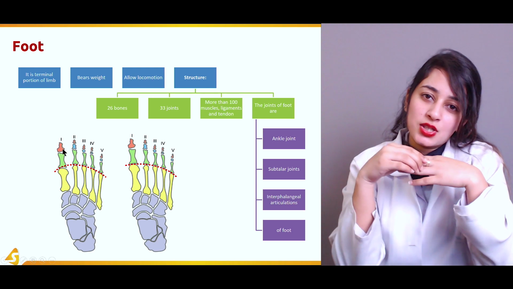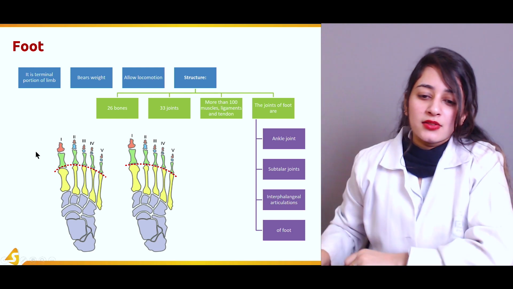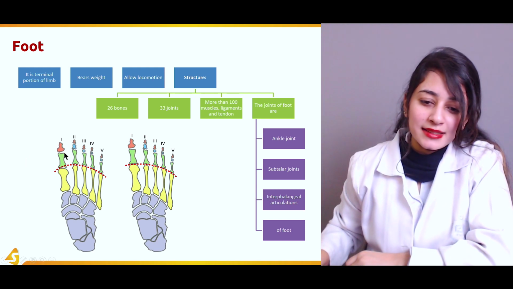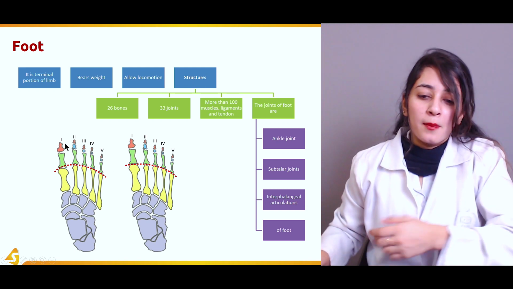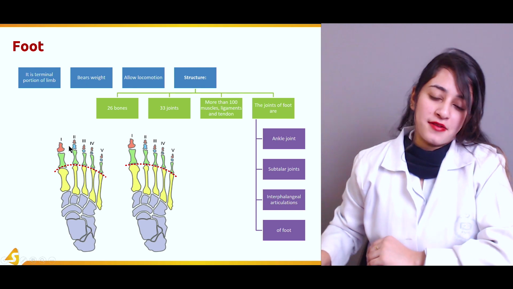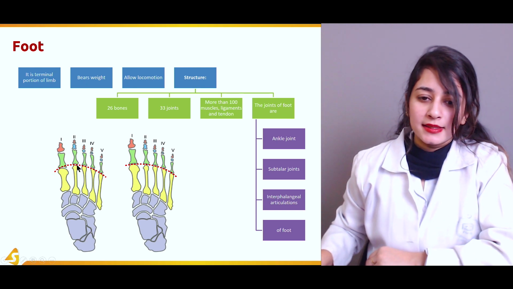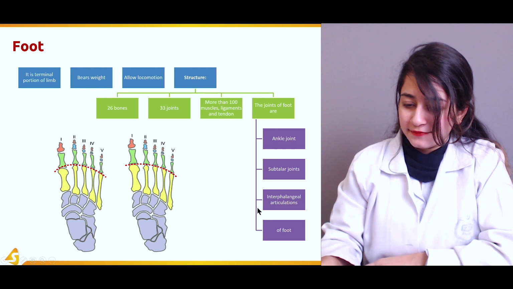Our hands have phalanges, our foot also has phalanges. So this red mark is indicating where phalanges are going to start. It also begins with the thumb. 1, 2, 3, 4, 5. So this is all about foot.